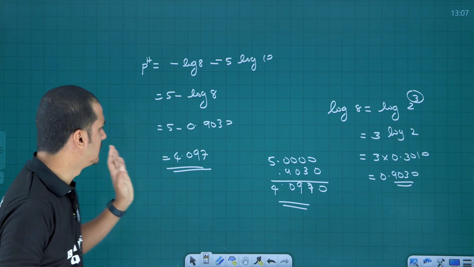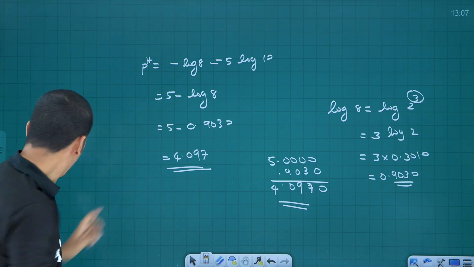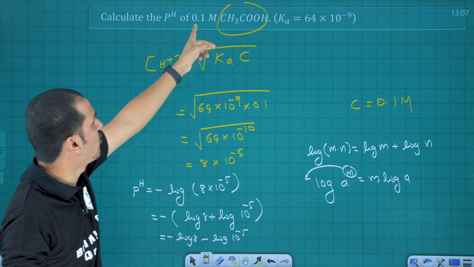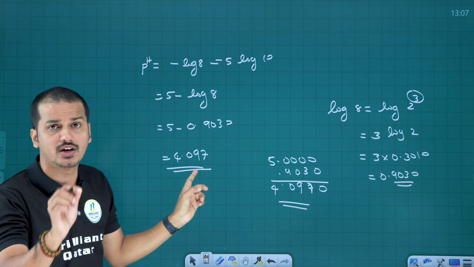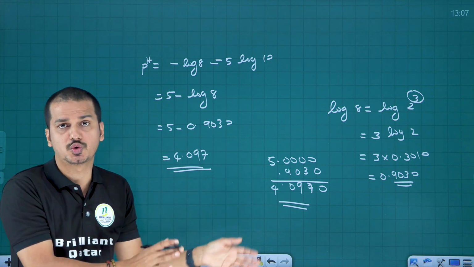Ready? So this is the idea for the pH of what? The pH of a weak acid. The pH of 0.1 molar acetic acid, how much am I getting? I am getting 4.097. Correct? Less than 7, but not near to 1.